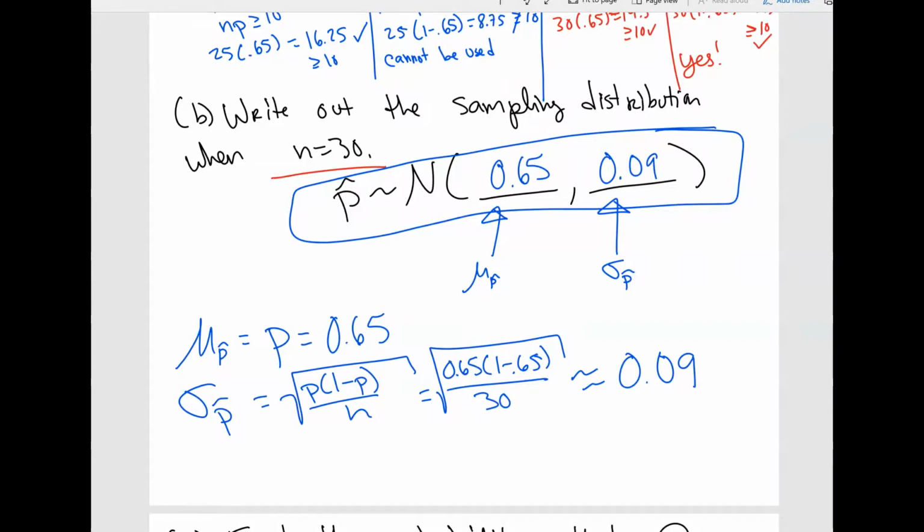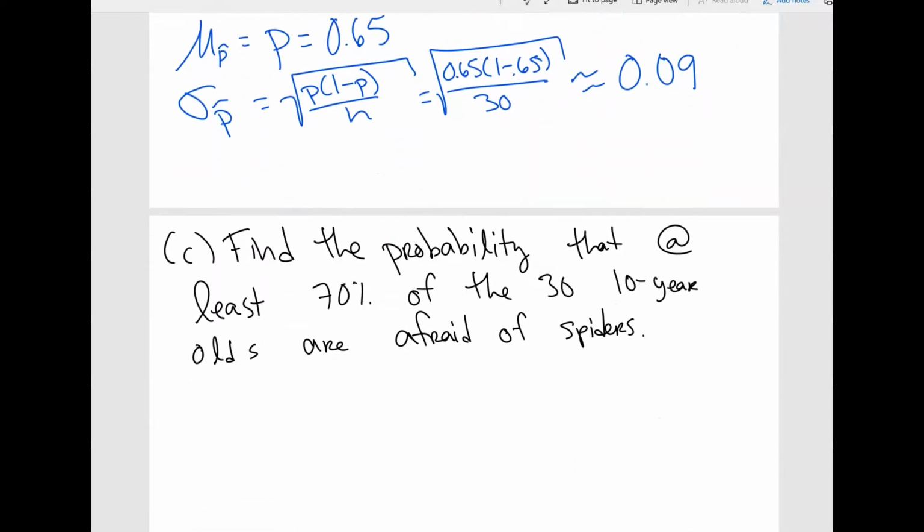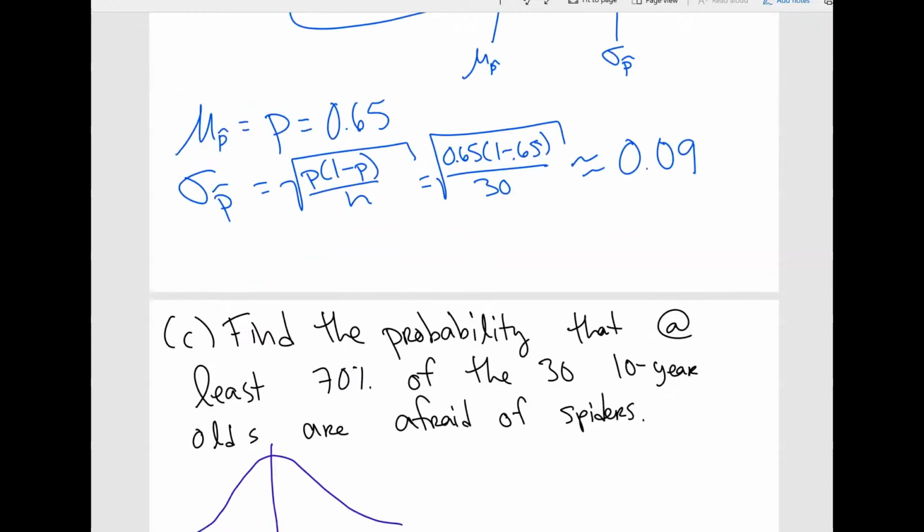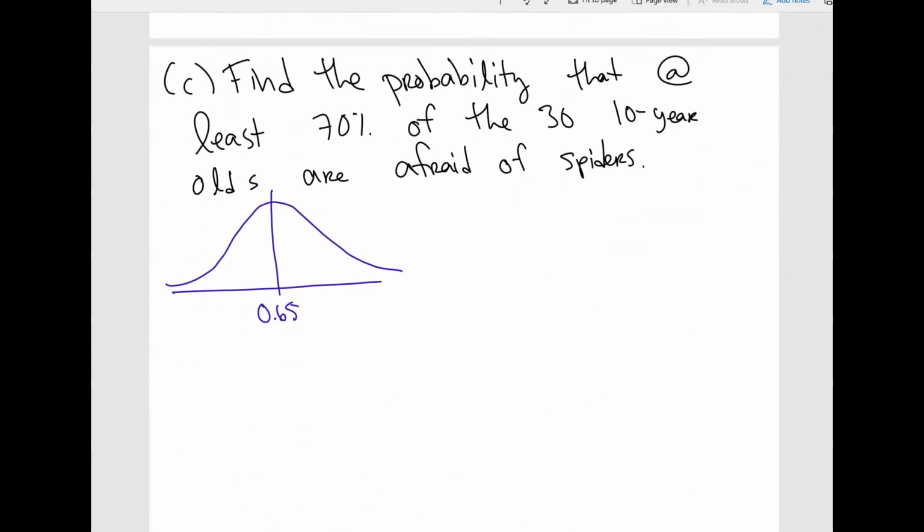And finally, part C, the last question. Find the probability that at least 70% of the 30 10-year-olds are afraid of spiders. From the 30 kids that we sampled, what's the probability that at least 70% of them are afraid? This is just a regular normal probability problem. We know it's normal, and my mean is 0.65 because that's what my sampling distribution said. Now we want 70%, which is 0.7.